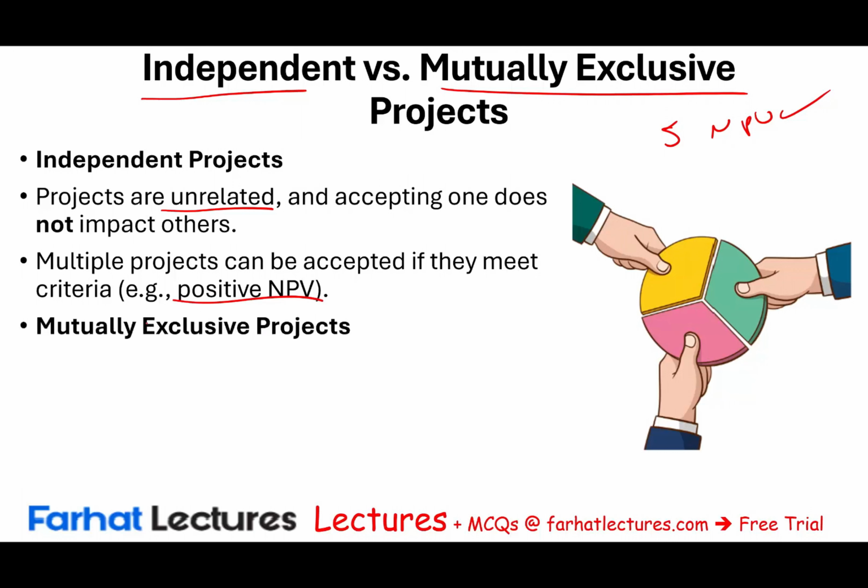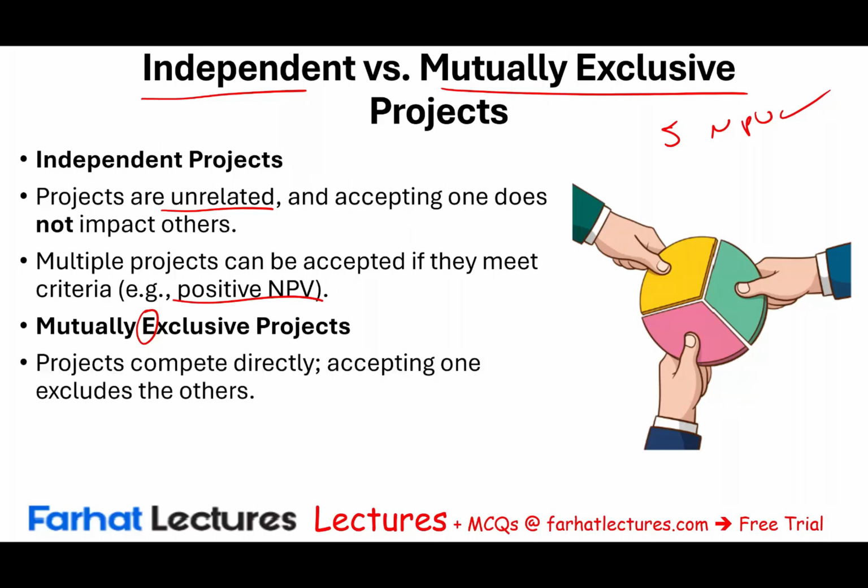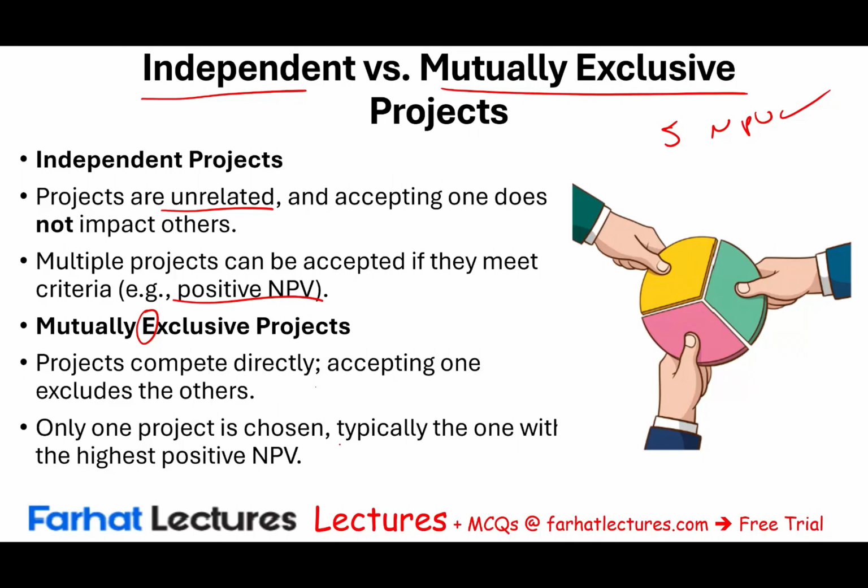If the projects are mutually exclusive, it means, look, if we undertake this project, we may not be able to undertake the others. And that's most of the time the case because companies don't have an unlimited amount of money. When they undertake a project, they have to take into account how much money they have versus how many projects have a positive NPV, and select. Which project are we going to select? Well, we're going to have a criteria. Projects compete directly. Accepting one will exclude the others. Only one project is chosen. Typically, we're going to say this typically, but we're going to change this in a moment. You would say because of the highest positive NPV.